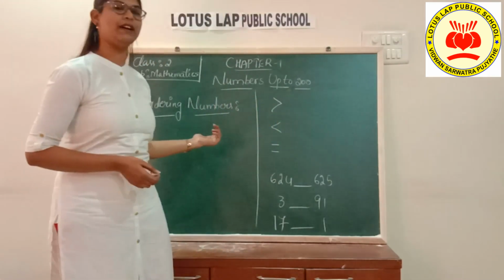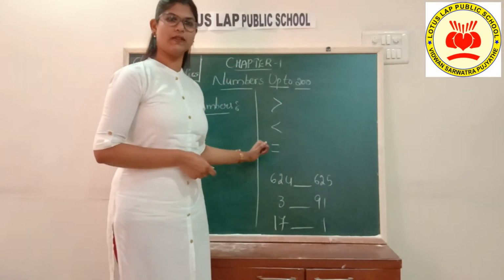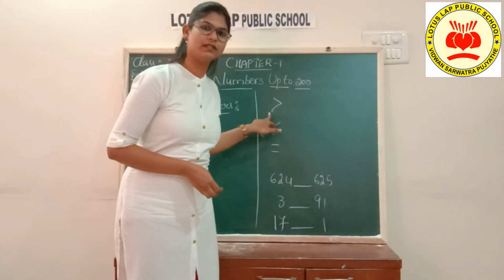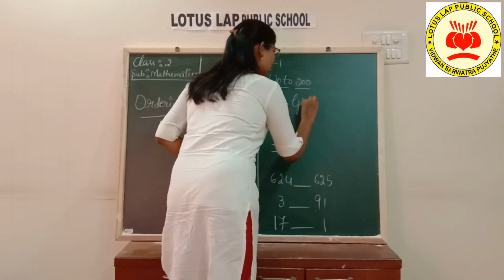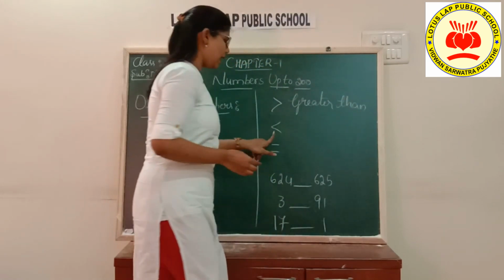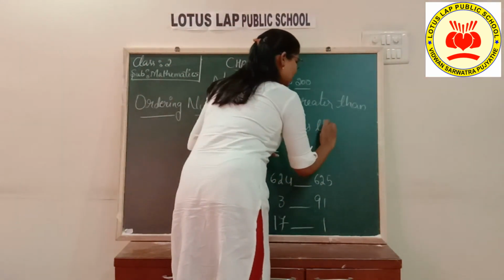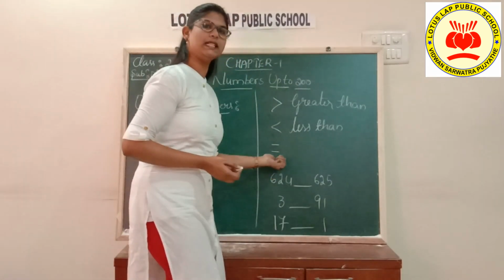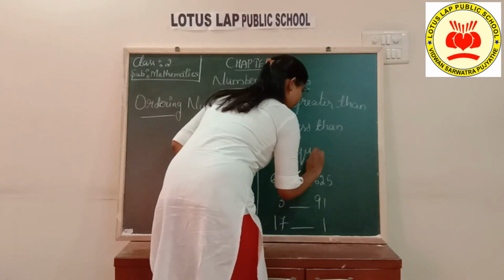In previous class we have learned how to compare the numbers. So these are the symbols we have learned. Let us recall this again. What is this symbol, children? Yes, it is greater than symbol. And this one is, obviously, less than symbol. Very good. And this represents, yes, it is equal to.